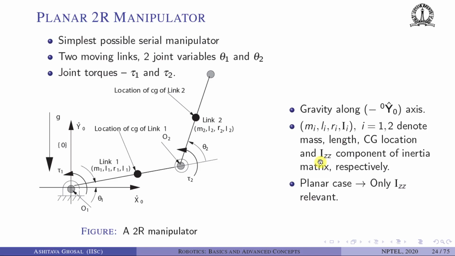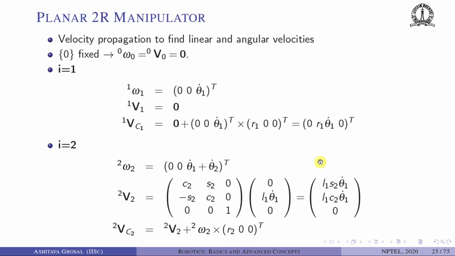Now we need to find the velocity of each link. We are going to use velocity propagation to find the linear and angular velocity. Since the zeroth link is fixed, the angular velocity of link zero and the linear velocity of the origin of the zeroth link are zero. Then we can substitute i equals 1 in the propagation equation, and the right-hand side will have zero, and we will obtain 1 omega 1 and 1 v1.